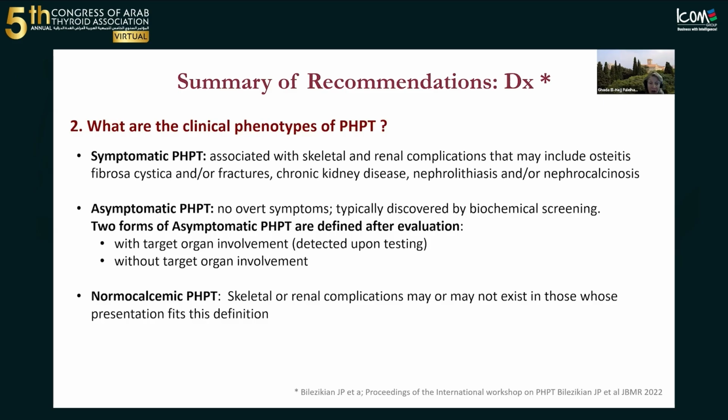And they may turn out to have osteoporosis or asymptomatic vertebral fracture if you test them. So now we've separated the asymptomatic into two forms: asymptomatic with target involvement detected upon testing, and I'll show you what that is, or without target involvement. And then there is the normocalcemic form, which is normal calcium, high PTH, and they certainly can have skeletal or renal complications, or they may not be present.